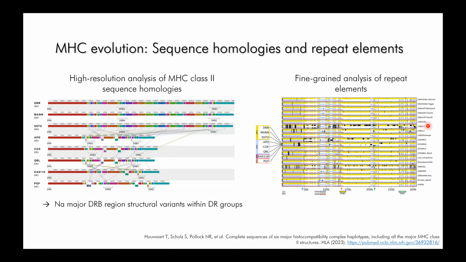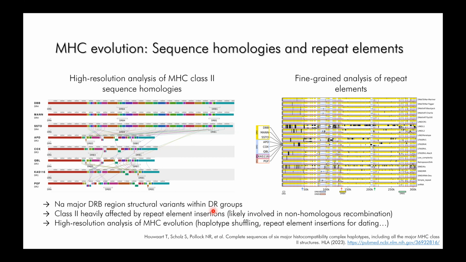To give an example, that block here stands for the LINE L1 repeat element. These black dots indicate that at that homologous position, that repeat element was inserted across all of the analyzed haplotypes. And that analysis, based on these complete sequences, confirmed that the class 2 sequences were heavily affected by repeat element insertions. These have been previously implicated in non-homologous recombination between the different haplotype structures in the MHC class 2. Based on these sequences, we can now really carry out a fine-grained analysis of the evolutionary history of that region.